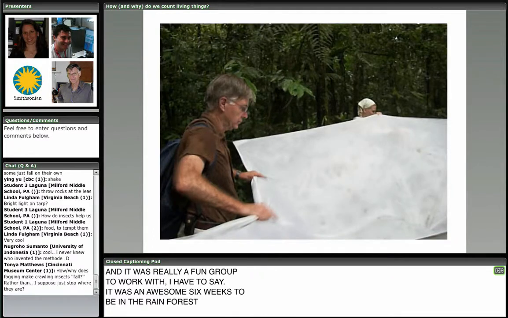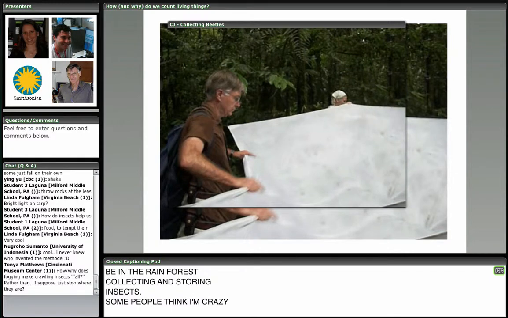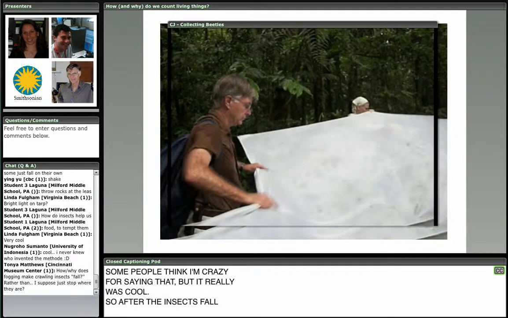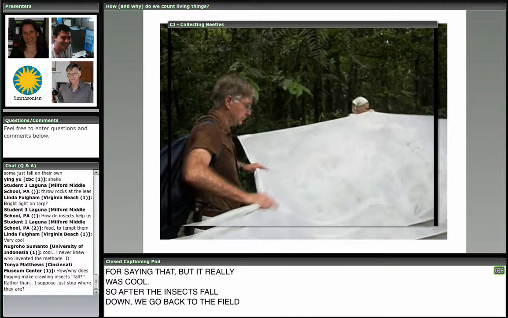Okay, so after the insects fall down, we go back to the field station and have some breakfast and wait for all this to happen. We don't actually stand out there in the rainforest and watch them fall. Quick question about them falling from Tanya in Cincinnati. How or why does the fogging make crawling insects fall rather than just sort of stop where they are?